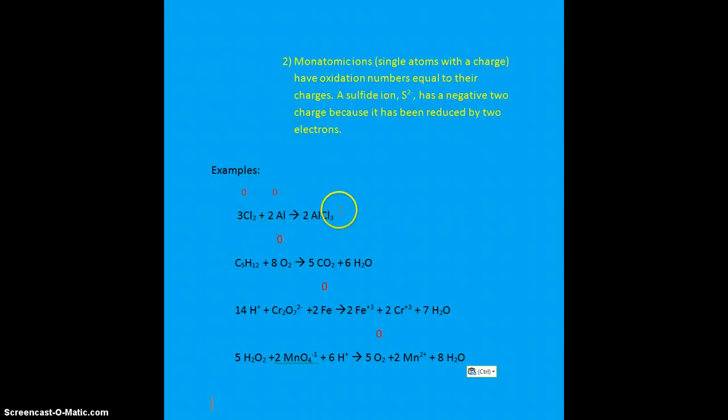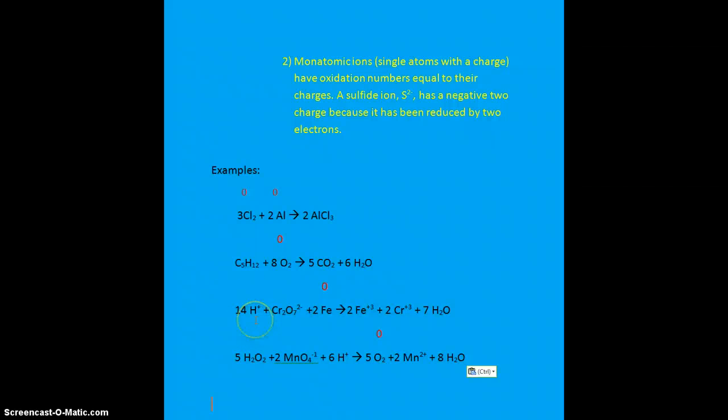Now, there are some monatomic ions in this compound called aluminum chloride. These are chloride ions, and since chloride anions have a -1 charge, these 3 atoms all have oxidation numbers of -1. And the aluminum cation, which always has a charge of +3, makes this aluminum atom in the products a +3 oxidation number. Now, there are no ions in the second equation because it is a molecular reaction, but we have a number of monatomic ions in the third reaction.